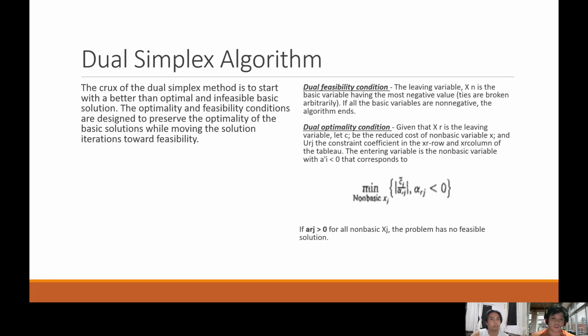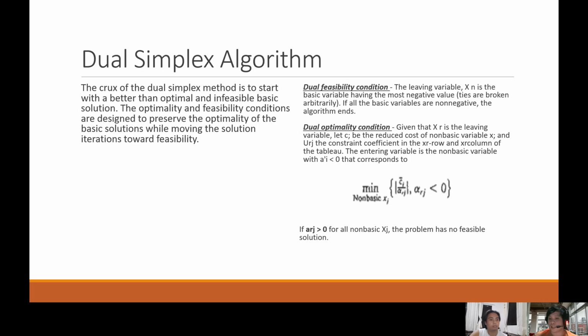The optimality and feasibility conditions are designed to preserve the optimality of the basic solution while moving the solution iteration toward feasibility. So there are two conditions in the dual simplex algorithm. First is the dual feasibility condition: the leaving variable xr is the basic variable having the most negative value. Ties are broken arbitrarily. If all the basic variables are non-negative, the algorithm ends.